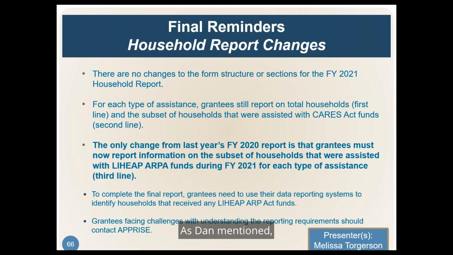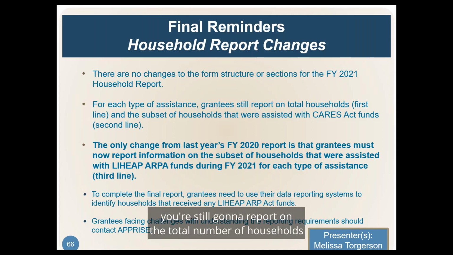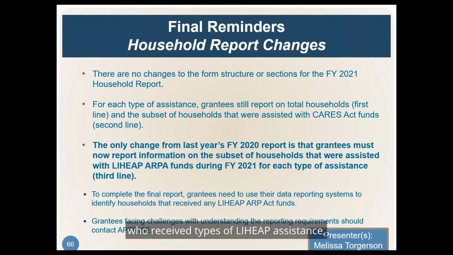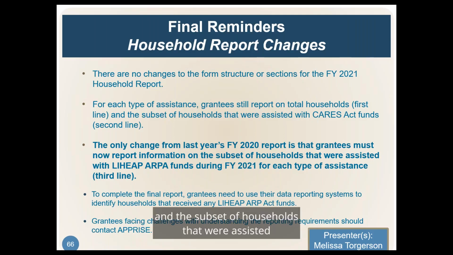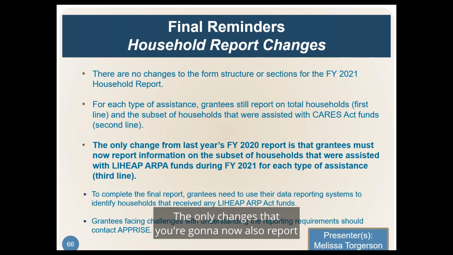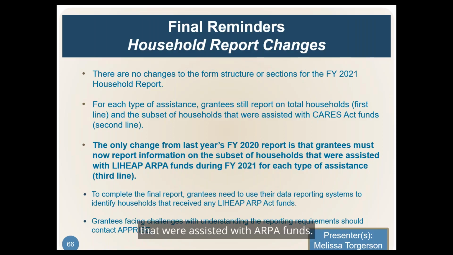As Dan mentioned, there are no changes to the structure or sections for the FY 2021 report. For each type of assistance, you're still going to report the total number of households who received types of LIHEAP assistance and the subset of households that were assisted with CARES Act funds in the second line. The only change is that you're now also going to report the subset of households that were assisted with ARPA funds.